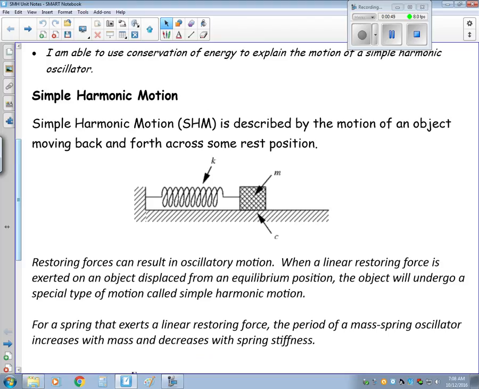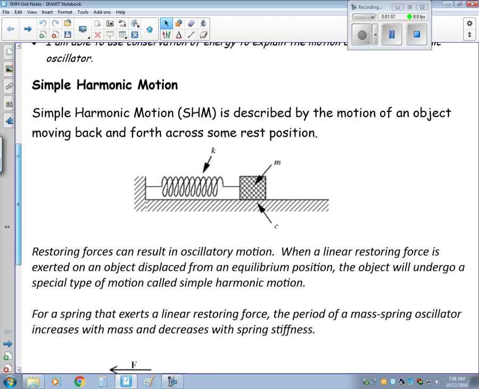This can be described as the motion of an object moving back and forth, usually from some rest position. There are two types of oscillators that you will be responsible for on the AP exam: the mass spring system and the pendulum system. Those are the only two oscillators you have to worry about.